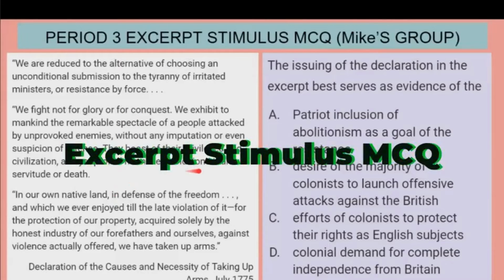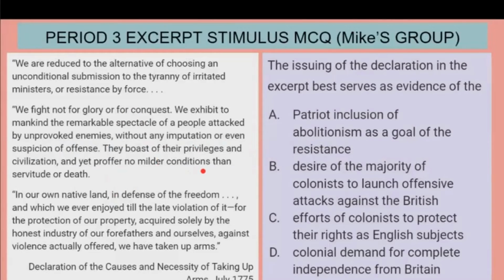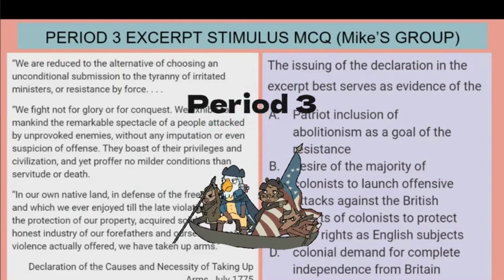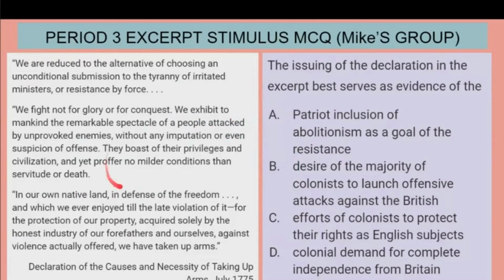An excerpt stimulus MCQ is a multiple choice question that uses historical excerpts, usually letters, acts, and journal entries. The excerpt stimulus we will be covering takes place in period 3, aka the American Revolution. When facing this, the first thing you want to do is read the question. This is so you know what you're looking for when reading the excerpt. The question says, the issuing of the declaration in the excerpt best serves as evidence of the.